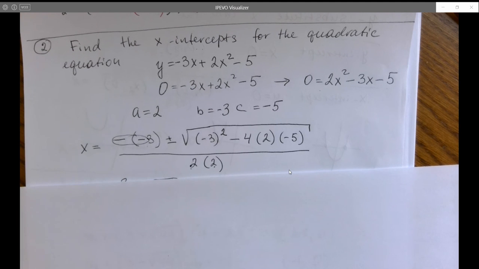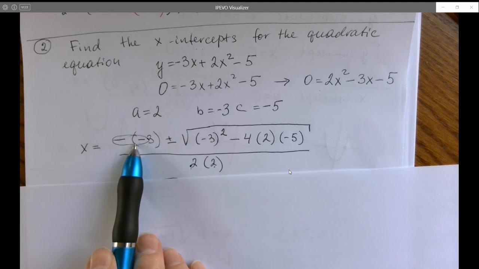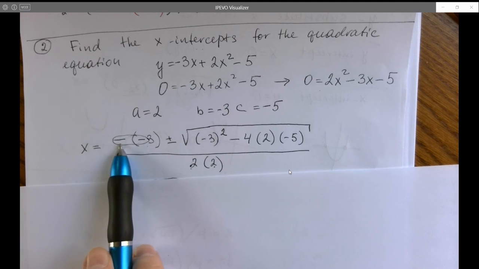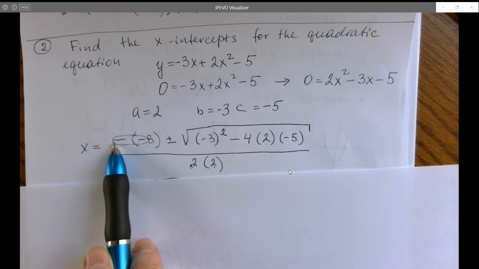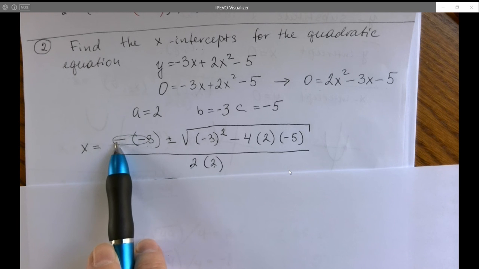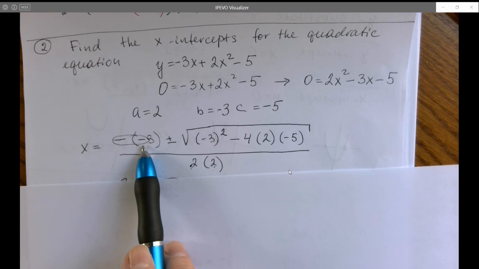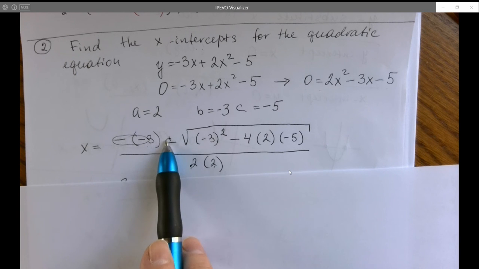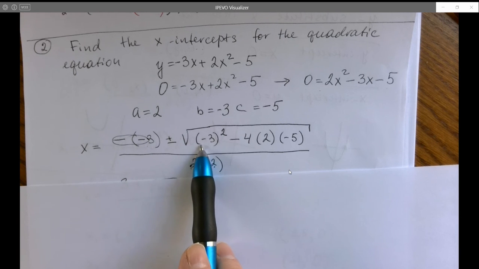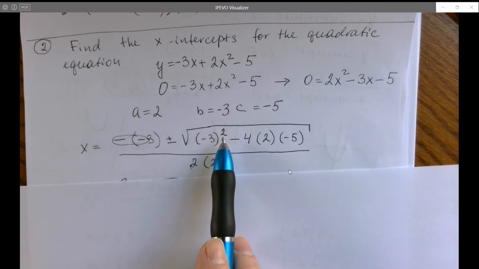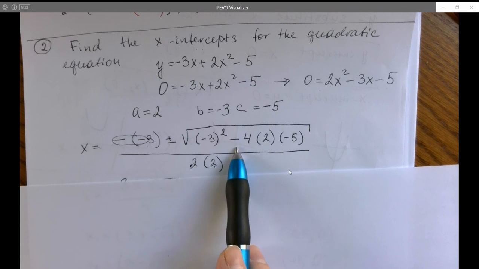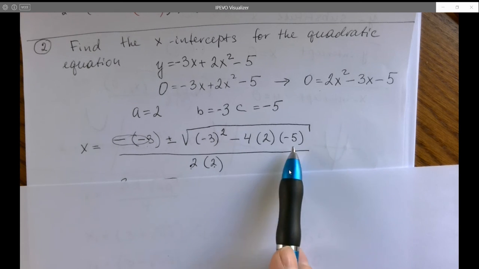Substitute into the quadratic formula, and be careful here. We have -b, so it will be negative here. Your b is -3, so you should put it inside of parentheses. Plus minus, again, -3 you have to put inside of parentheses. Don't lose the second power, minus 4 times 2 times -5.